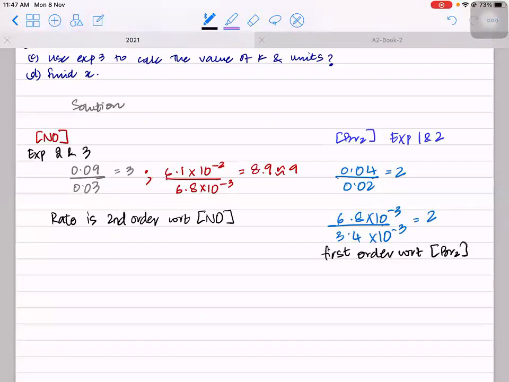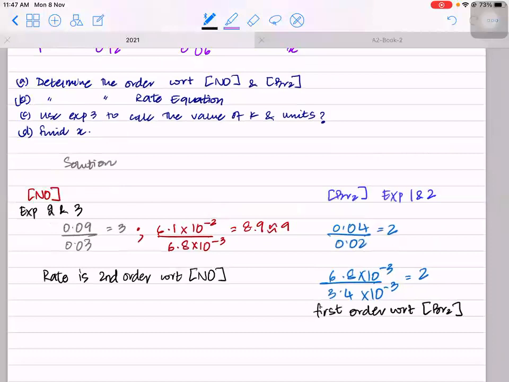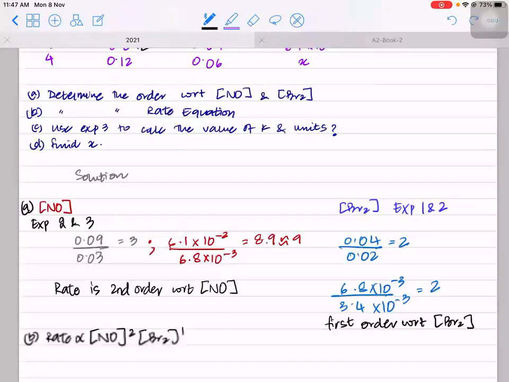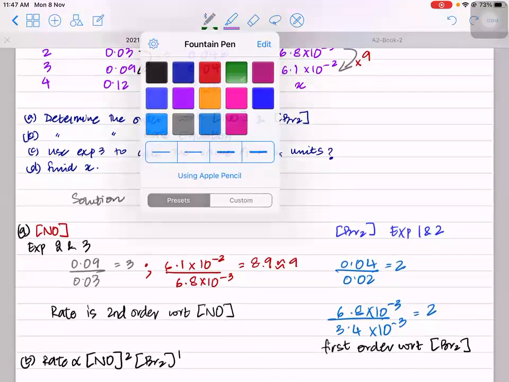Now you found the orders with respect to both the reactants. Can we make the rate equation? So how will we make the rate equation? The rate equation would be rate is directly proportional to NO squared. Why? Because it is second order. And bromine raised to the power 1. You don't really need to show the power 1. You can just show bromine. Is that clear? Do you see it is second order with respect to NO and first order with respect to bromine? Clear?